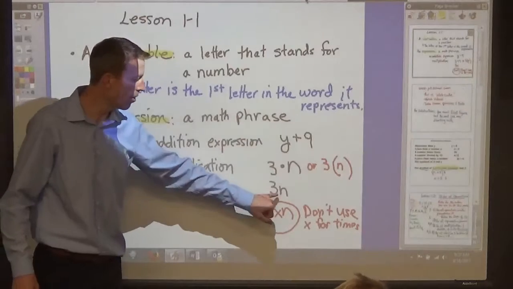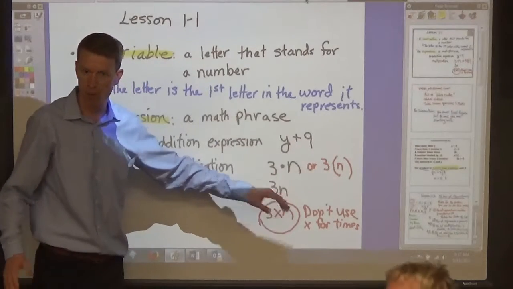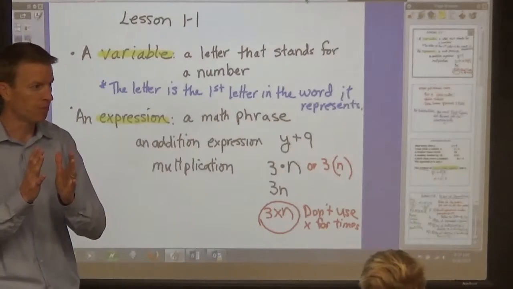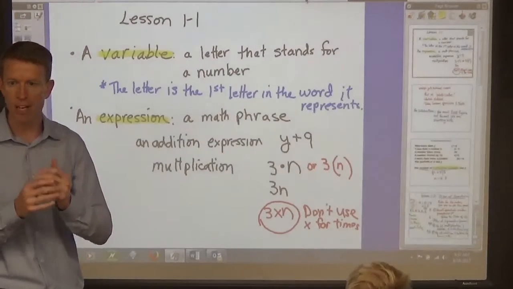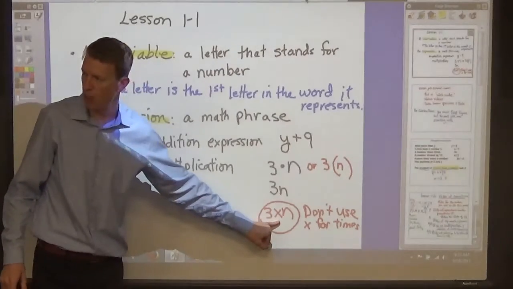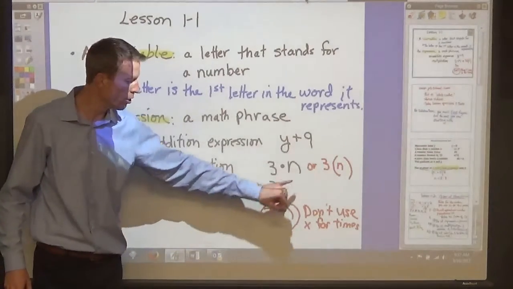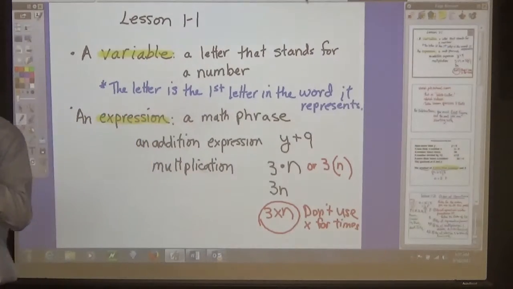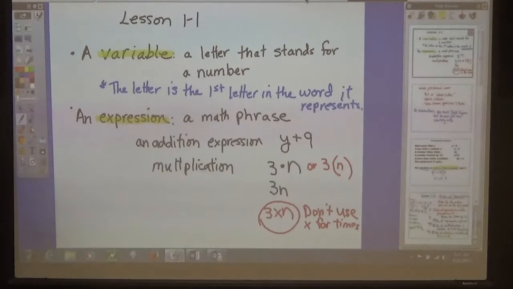Anytime you put a letter next to a number, right next to it, it means multiply. It means times. And so you've got to be careful, and don't use the letter x for times anymore. Use either a dot, or use parentheses, or just put the number right next to the letter from now on, okay? Let's look at some expressions from your book. Turn to page 4.